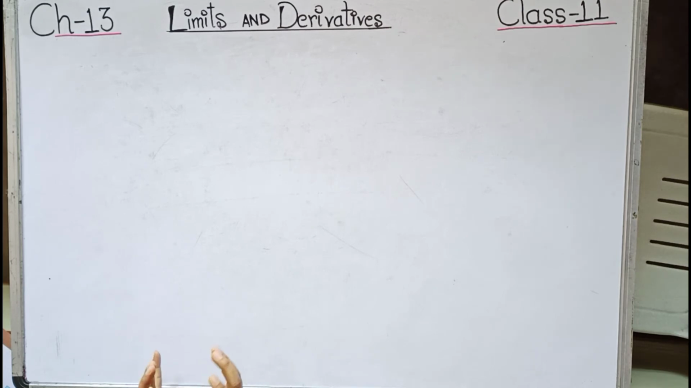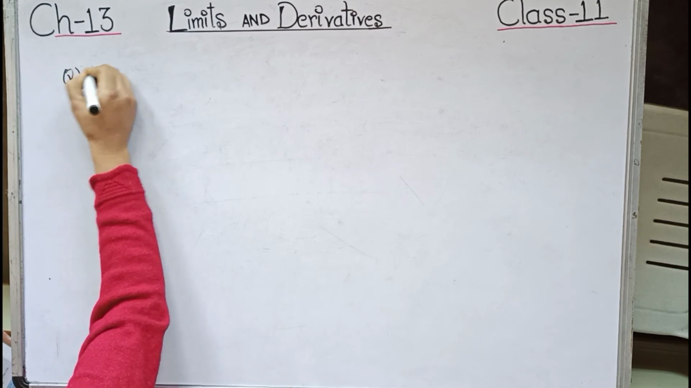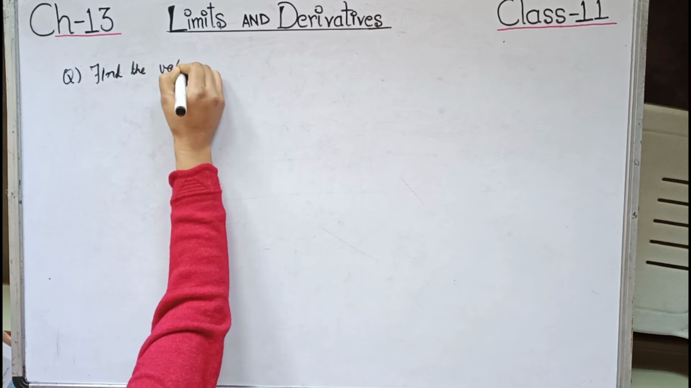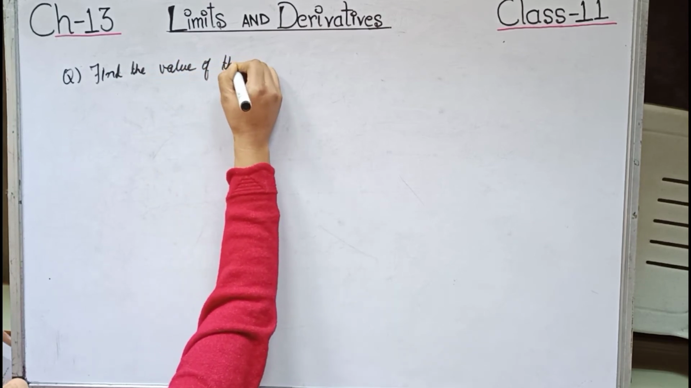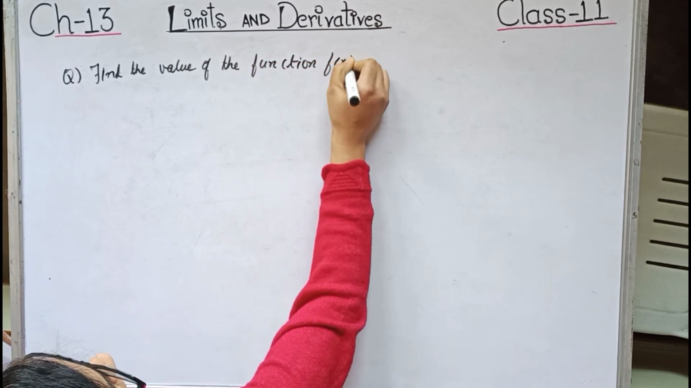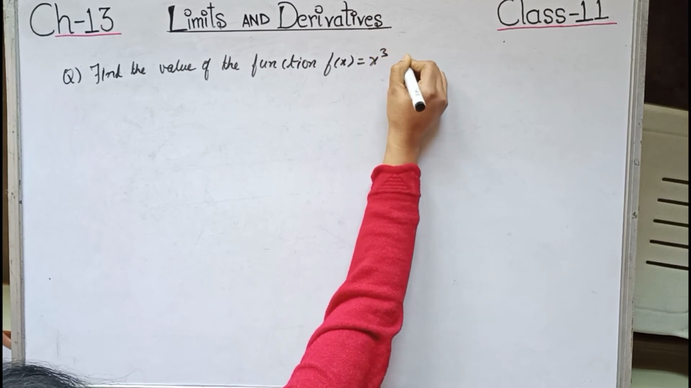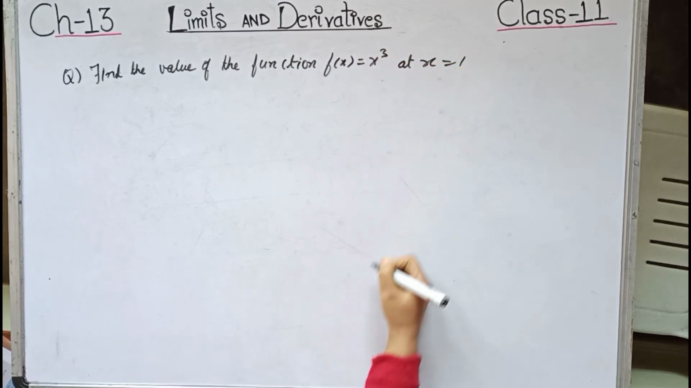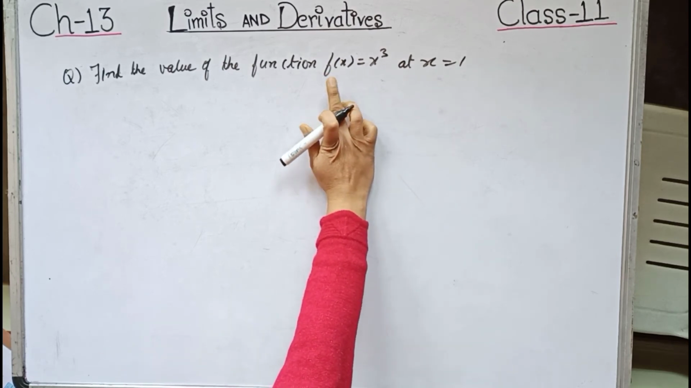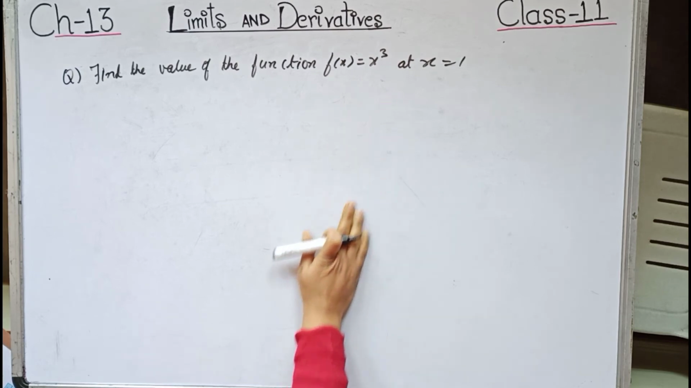Now before knowing what is limit, before knowing what is derivative and all, let us do a simple question: find the value of the function f(x) is equals to x cube at x is equals to 1. Now simply if we put x is equals to 1 over here, we will be getting f(x) value as 1.